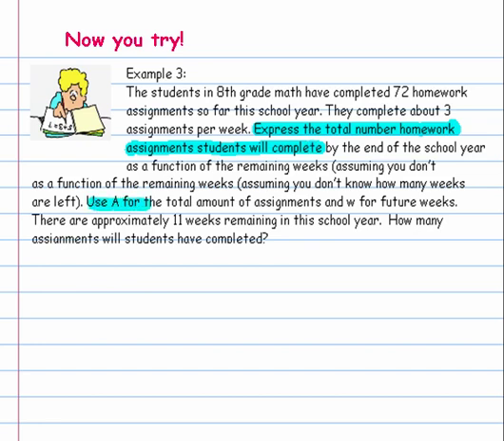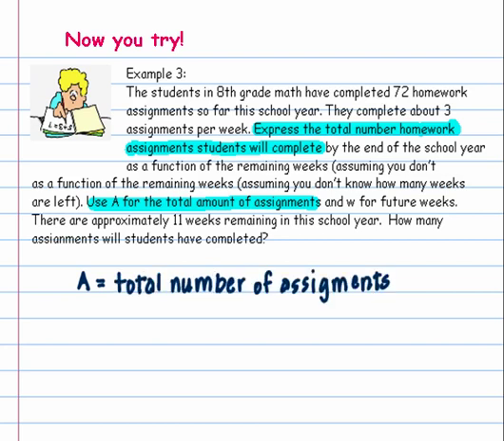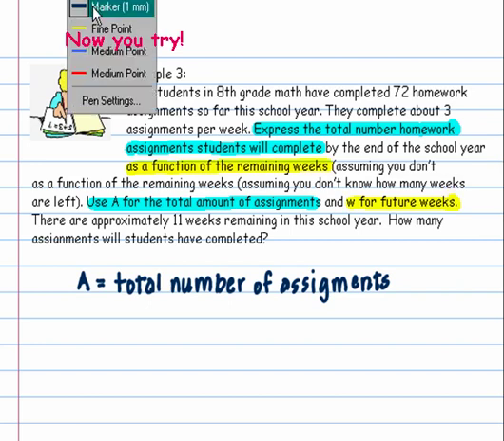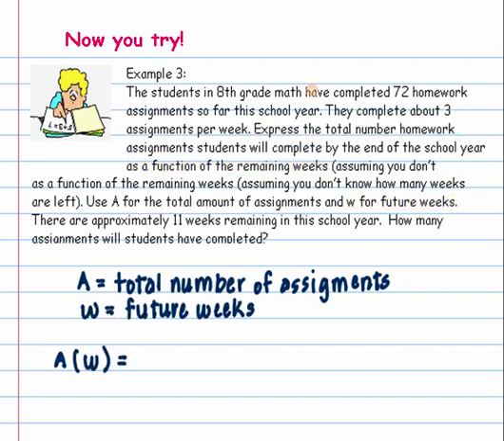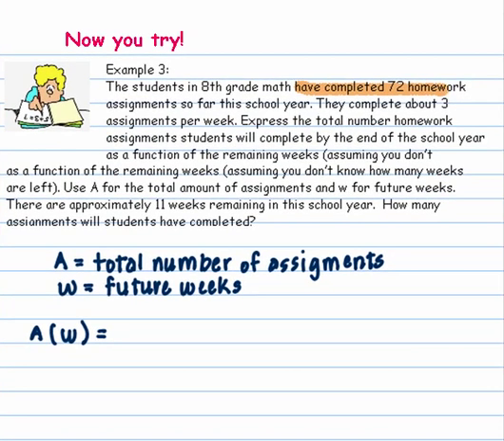Okay, the first thing we need to do is express the total number of homework assignments students will complete as a function of the number of weeks. And in this case, we'll use the variable they suggest, A. So the name of our function is A. A is going to equal the total amount of assignments the 8th graders do in the school year. The function is going to be a function of the remaining weeks. So we're going to use W for the future weeks. The function will then be A of W.